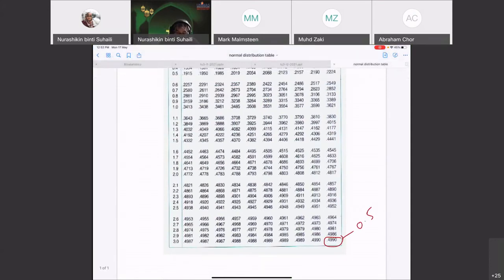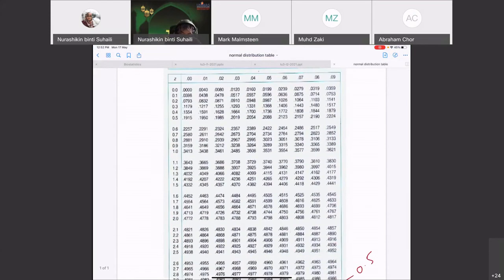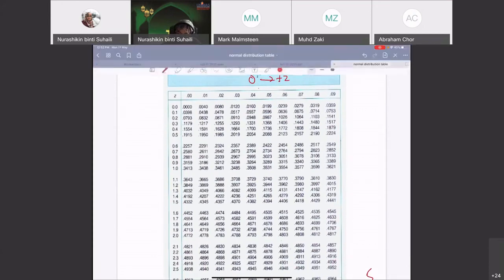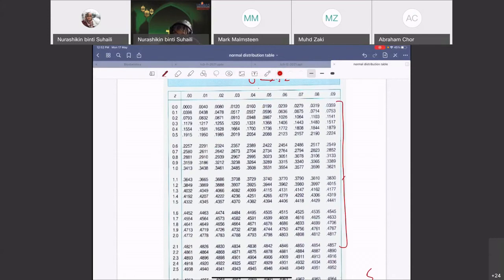Right. So the Z value is given by this first column. Okay, and the values in the table here are the area. This is the area under the curve.